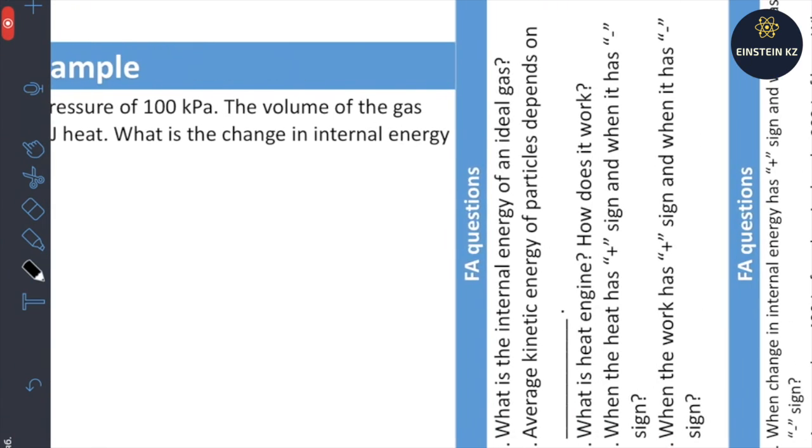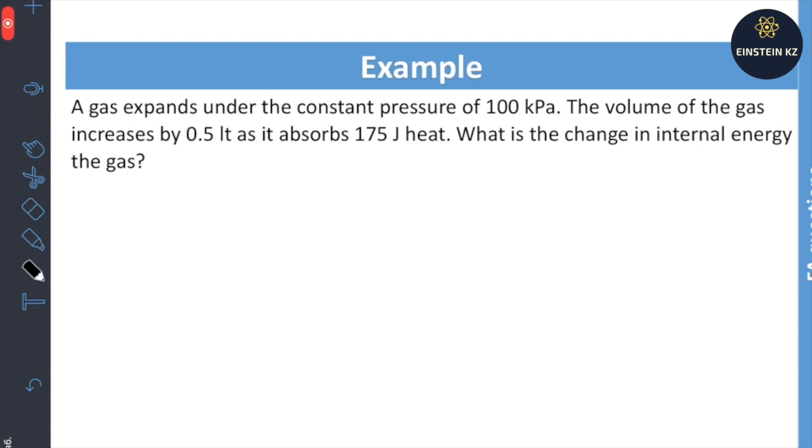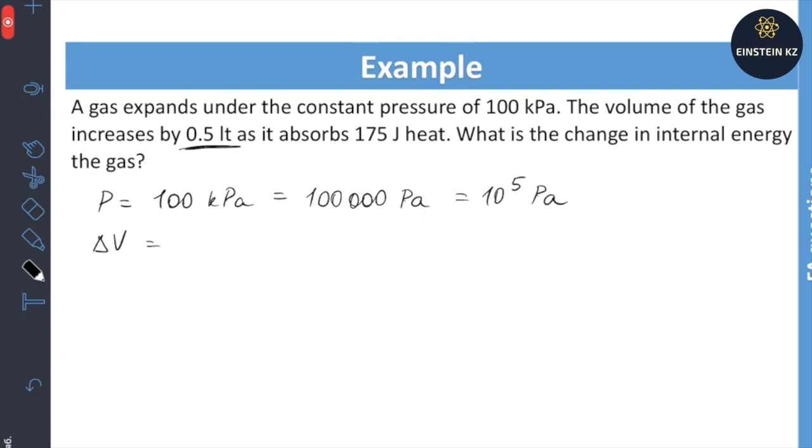And I think this one is the last problem for this lesson. As a gas expands under the constant pressure of 100 kilopascals, so we can immediately write P is equal to 100 kilopascals. If we convert this into pascals, this will be 100,000 pascals, or 10 to the power of 5 pascals. The volume of the gas increases by 0.5 liters, so it gives us delta V. So delta V will be equal to 0.5 liters.